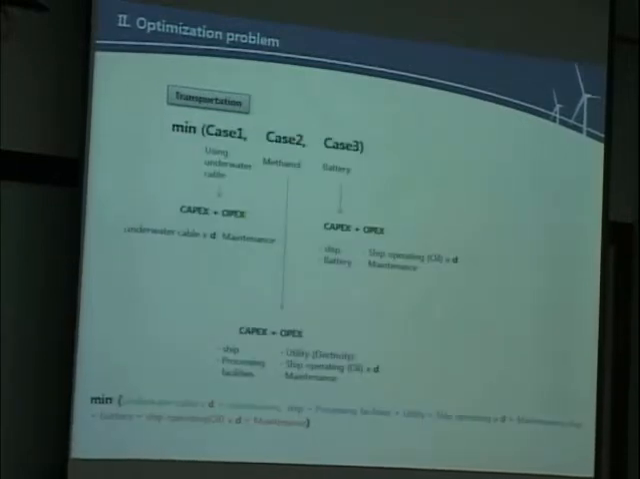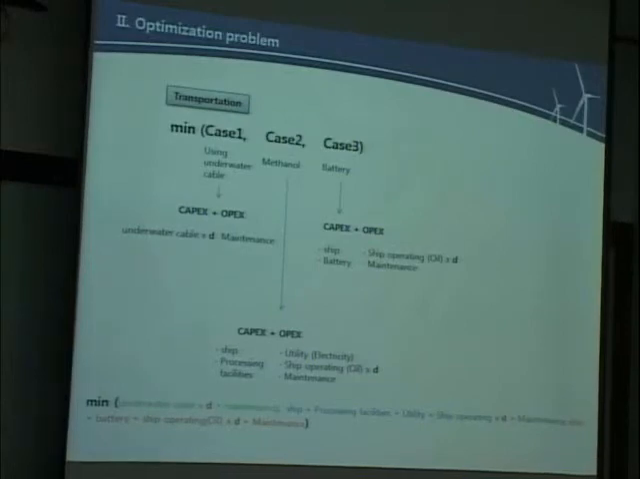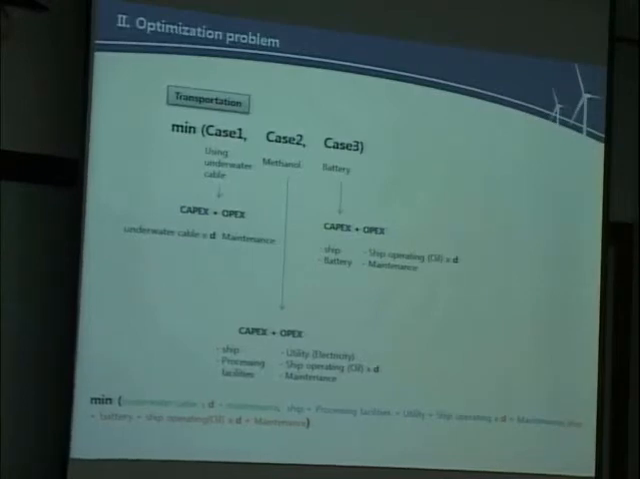And then this is transportation. Actually, we have 3 or 4 options to select for the transportation. The first is using underwater cables. The second is methanol, and the third is the battery. If you input some information, the minimum one we think is the best. So we get the minimum factor.